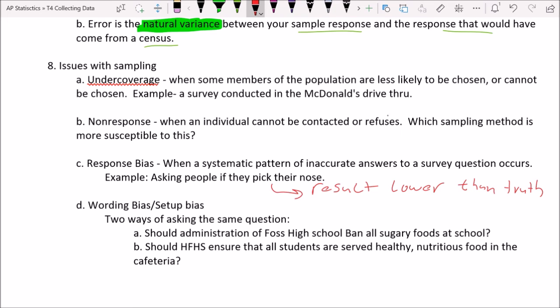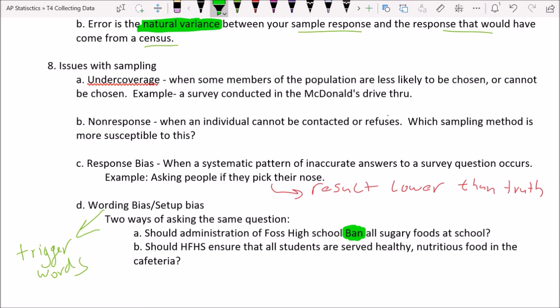What about wording or setup bias? Wording or setup bias is when you have really strong trigger words in your question, so I'm gonna write that down, that there could be trigger words that skew a question's response. Okay, so for example, we have two here. Should the administration of Foss High School ban all sugary foods at school? The word ban is very polarizing. Like when you have a ban, like, oh, we're banning this, like book banning, like, oh no. Okay, so if you say the word ban, people oftentimes will be skewed or biased towards saying like, no, I don't want you to ban stuff. Don't do a ban. Come on.